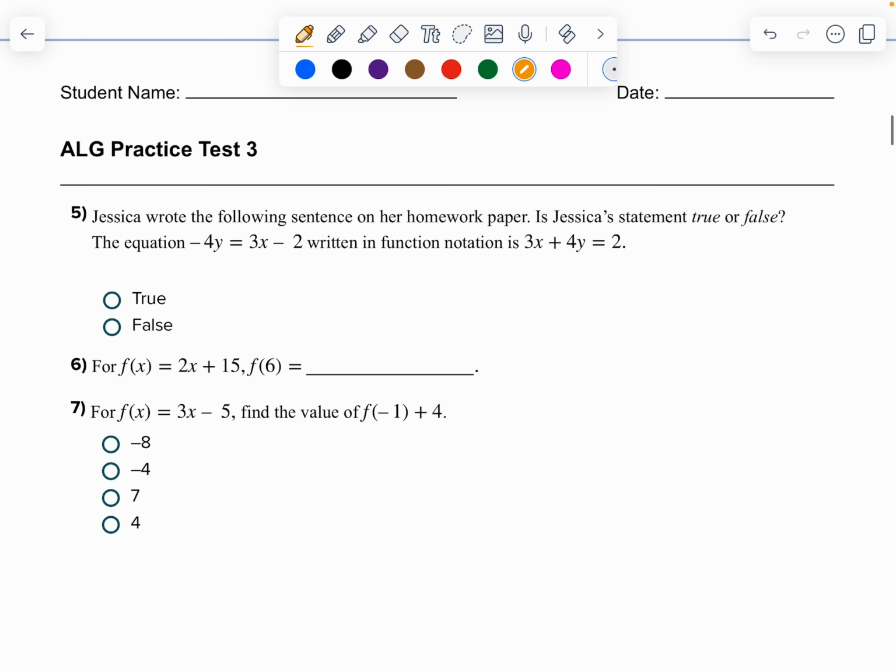Okay, Jessica wrote the following sentence on her homework paper. Is Jessica's statement true or false? This equation, function notation, no, this is not function notation. This is standard notation. So this is false just because they use the wrong vocabulary word.